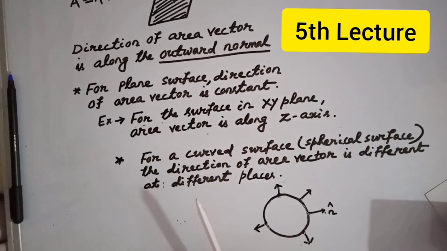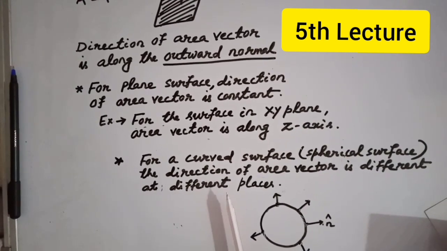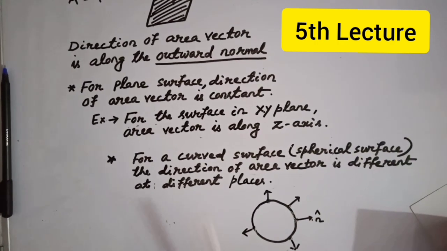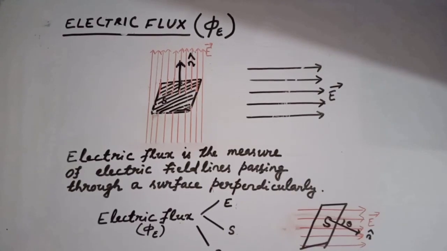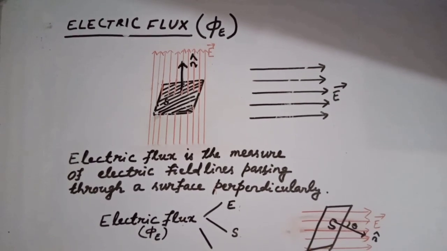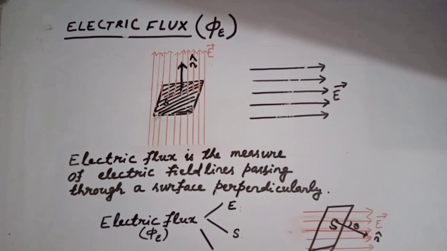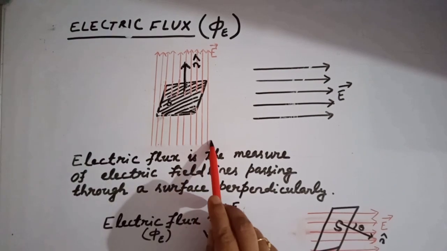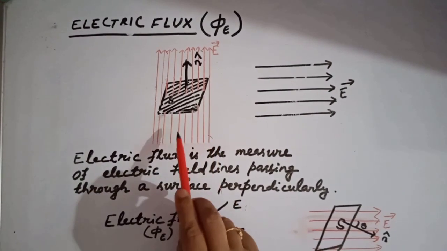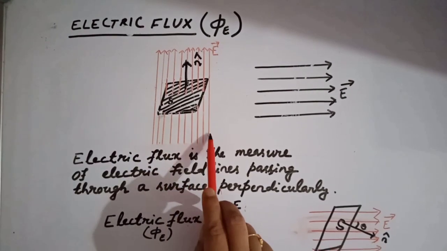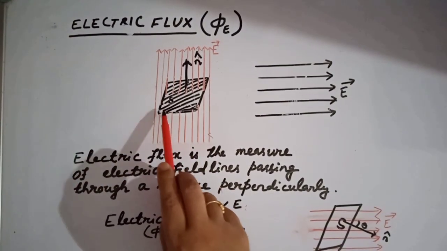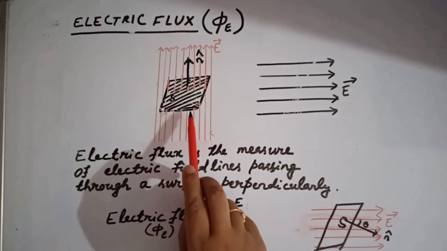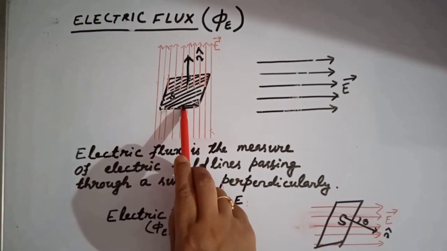Now the concept of area vector is used to find the electric flux and the magnetic flux. The question is, what is electric flux? Electric flux is the measure of electric field lines passing through a surface perpendicularly. Here these lines represent the electric field. These lines are electric field lines. The number of field lines passing through this surface perpendicularly is the measure of electric flux passing through this surface.